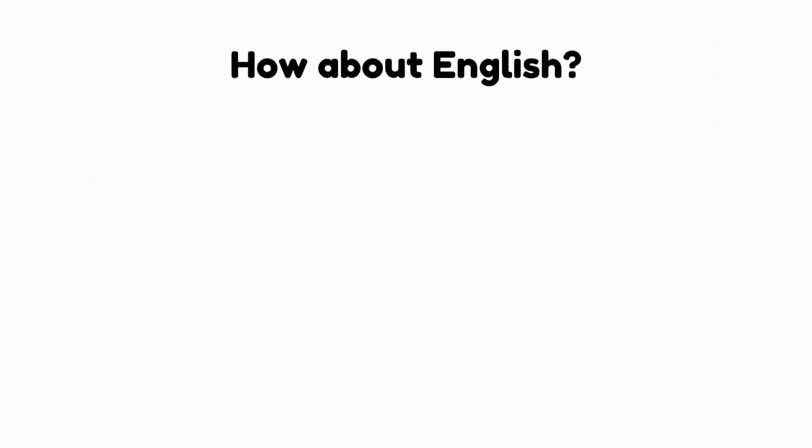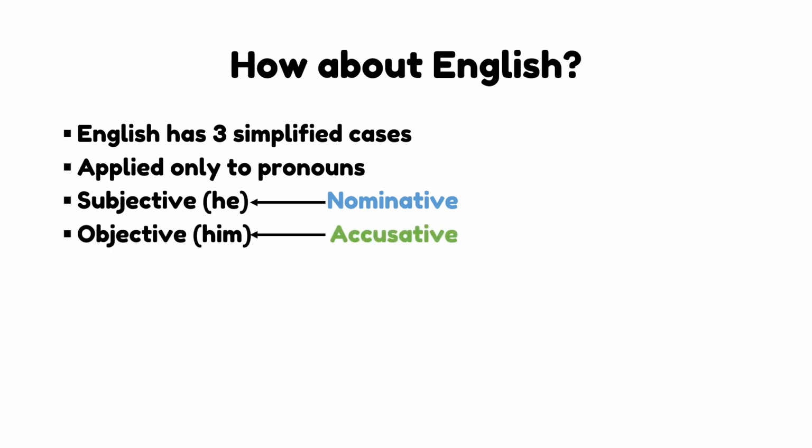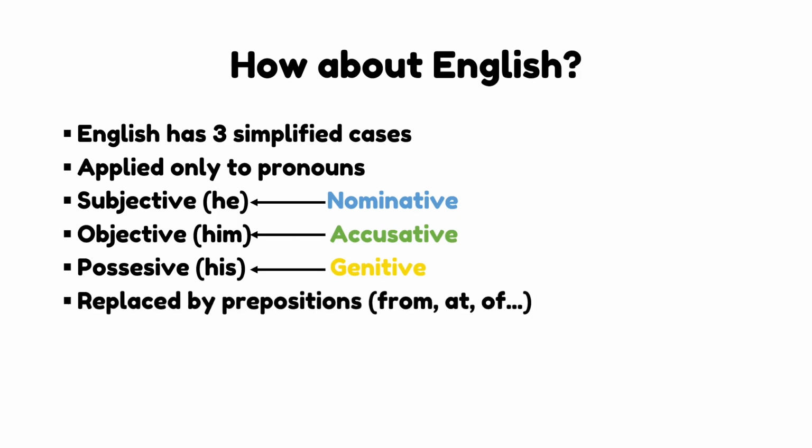So how about English? English used to have 4 cases, in Old English. Now it has 3 simplified cases, applied only to pronouns. Subjective is the simplified version of the nominative case, like the word he. Objective, like the word him, is a simplified version of accusative. And possessive is the simplified version of genitive, like the word his. Most of the time, cases are replaced by prepositions like from, at, and of.